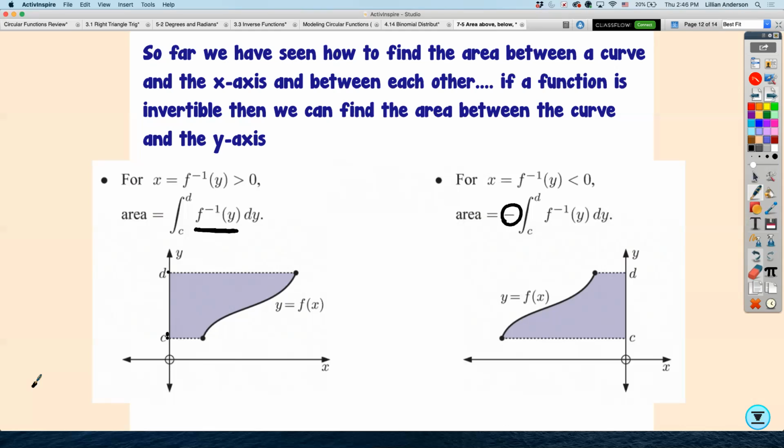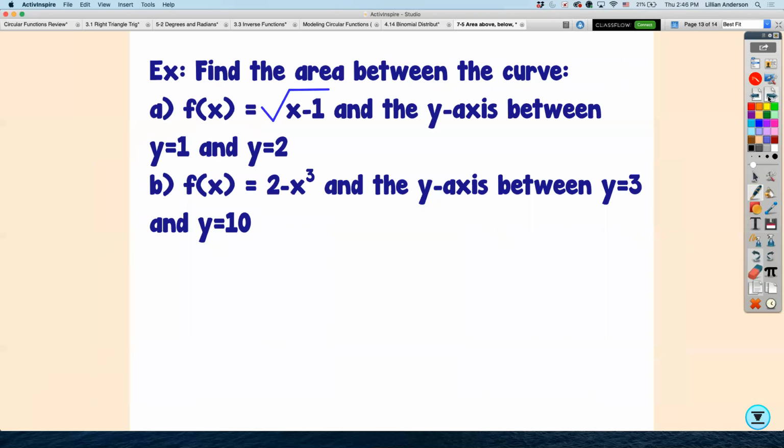All right. So a few things again to take away. If you are finding the area between a curve and the y-axis, if the area is to the right, it's positive. If the area is to the left, it's negative. Same thing above and below. So we're gonna look at this example, and I want to have you guys try one on your own. Then we'll be done for the day.